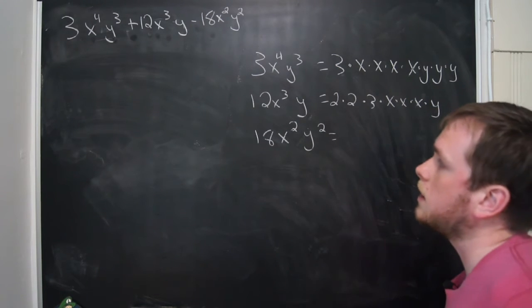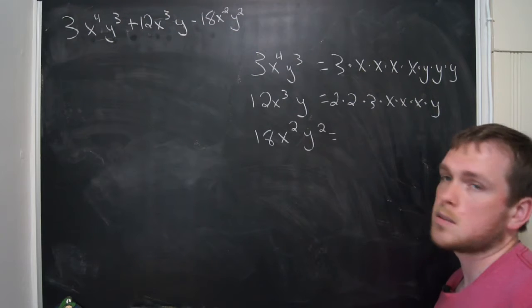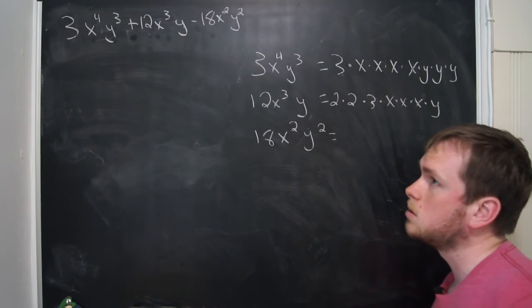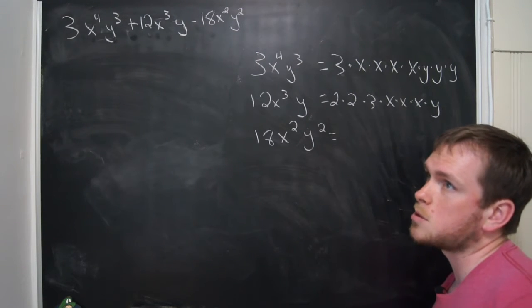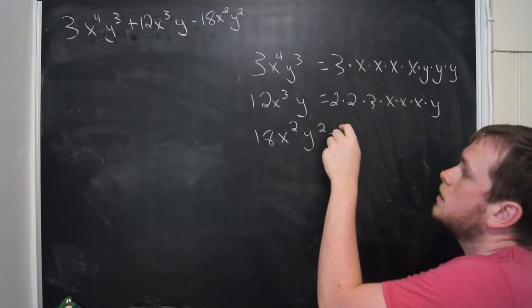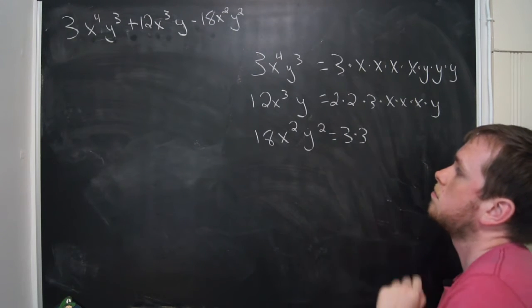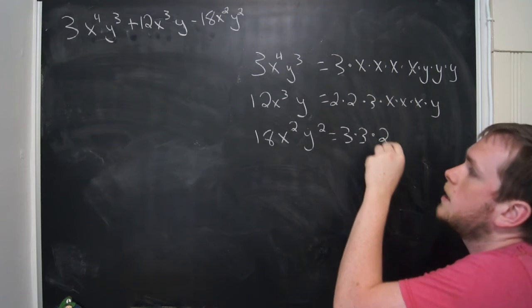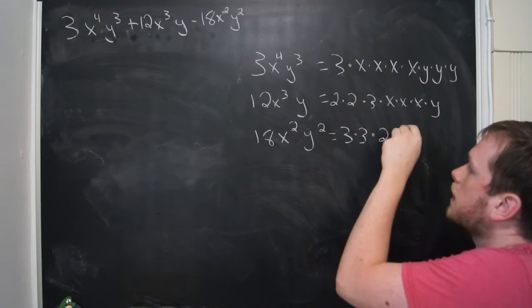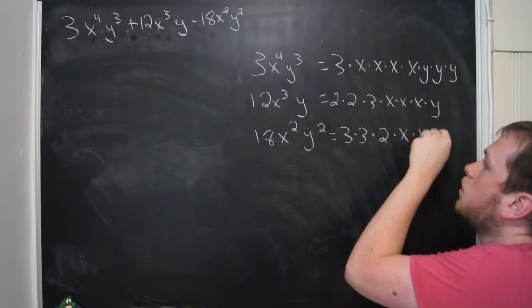And then lastly I have 18x squared y squared. Well, 18 is 9 times 2. 9 is the same as 3 times 3. So I can rewrite 18 as 3 times 3, which is 9, times 2 gives me 18. And then I have my x squared, and I have my y squared.